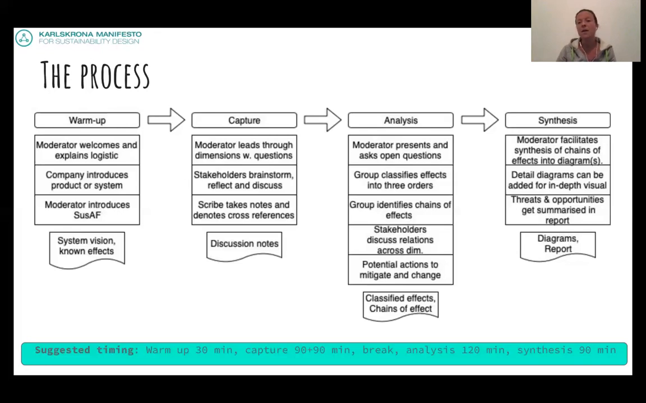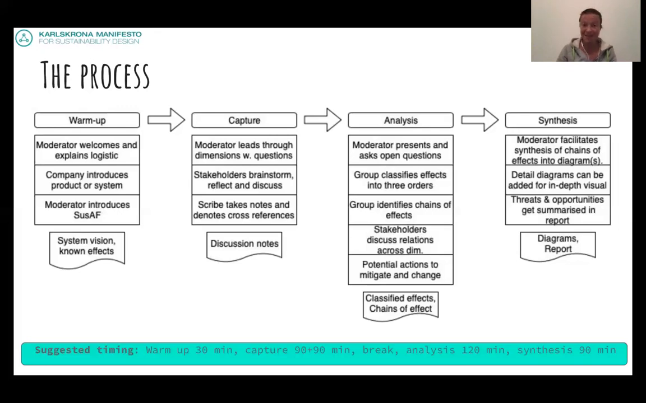And then finally, there would be a synthesis, where the moderator facilitates the synthesis of chains of effect into diagrams. And then the detailed diagrams can be added for in-depth visuals. And finally, the threats and opportunities get summarized in the report. And so the output we have from that phase is diagrams and a report.